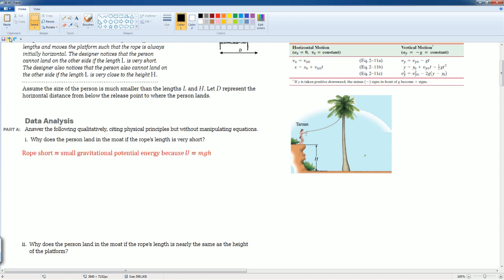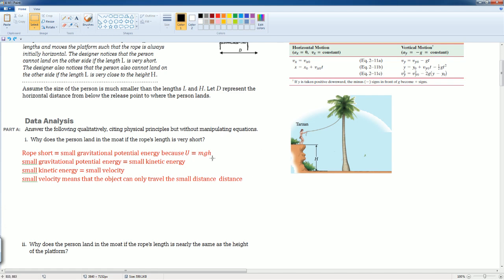Short rope means small gravitational potential energy because U equals mgh. Small gravitational potential means small kinetic energy because gravitational will equal kinetic during the conversion. Small kinetic energy means small velocity because kinetic energy is 1/2 mv squared. Small velocity means it can only travel a small distance.